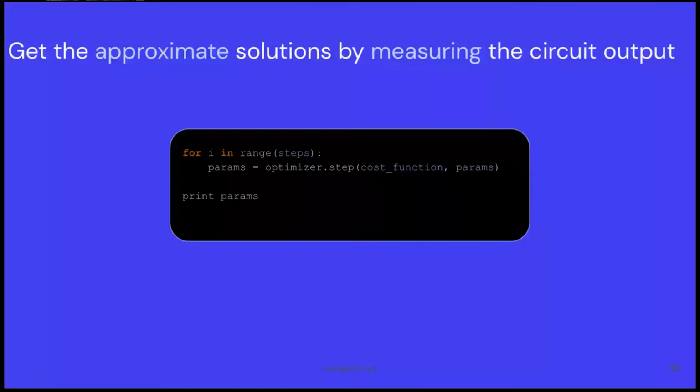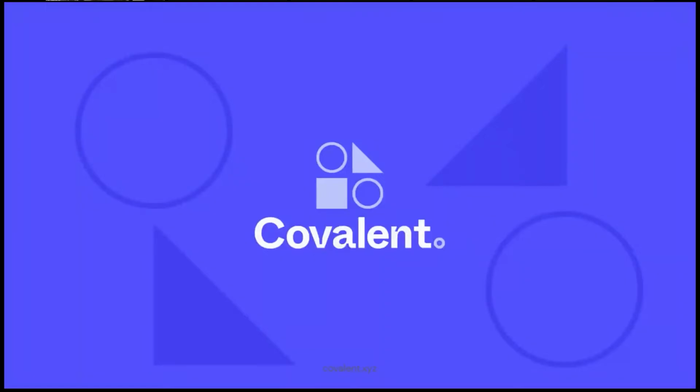Okay. So we can get the approximate solution by measuring the circuit output, and we step through our different parameters until we find parameters that minimize that expectation value of the cost Hamiltonian. Okay, so before I actually show you this, we're going to go over Covalent really quickly. I know that you probably saw this earlier today, so this should just be a quick refresher, because we will be using Covalent as a framework for this QAOA application.